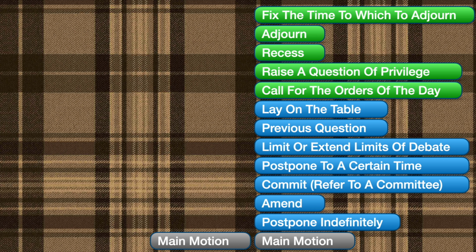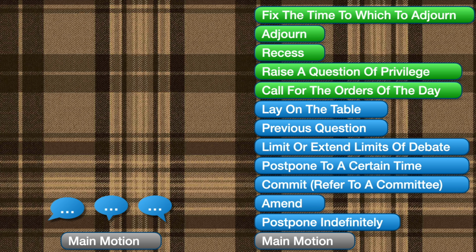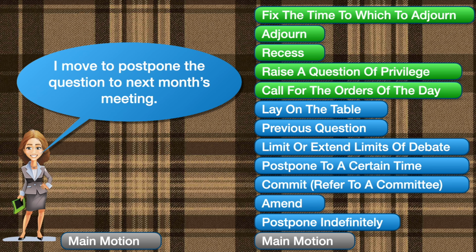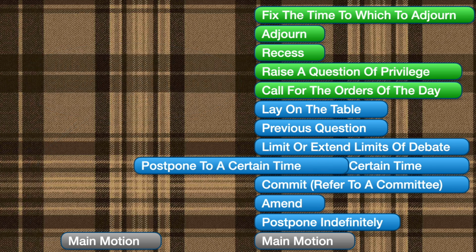Let's say a main motion is pending, so members are taking turns debating it. Then let's say a member obtains the floor in debate and says, "I move to postpone the question to next month's meeting." It's a right of any member to make this motion. If it's adopted, the main motion vanishes from this meeting and will reappear at next month's meeting. So let's say this motion to postpone receives a second and is placed before the assembly.